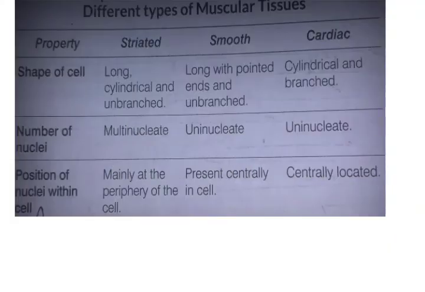The chart of the different types of muscular tissue is on the screen. Properties such as shape of cell, striated, smooth, are shown in the chart. Just have a look at the chart, and if you need, you can take a screenshot of it.